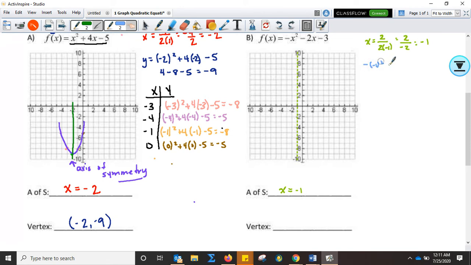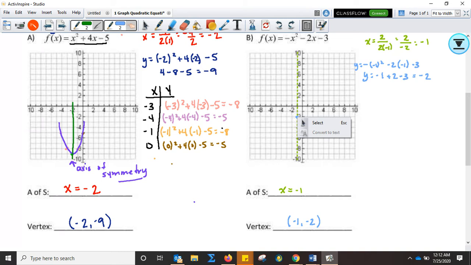So we have -1 squared minus 2 times -1 minus 3. All right, so simplify that because y equals that. And y is going to be -1 plus 2 minus 3. -1 plus 2 is +1, minus 3 is -2. So my vertex is going to be -1, -2. So I'm going to plot that point here.